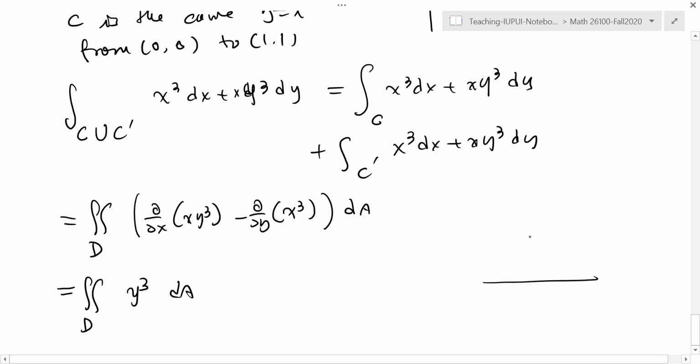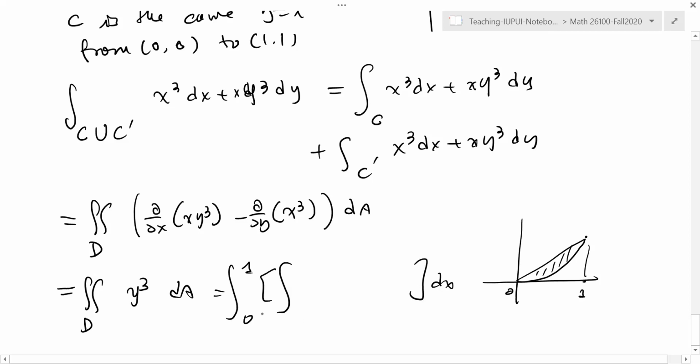And look at this, it is a special region, right? You can use a two-iterated integral. X is from 0 to 1, and y has a lower bound and an upper bound. So this line is y equals x, this curve is y equals x squared. So it'll be x squared to x, and then y cubed dy.